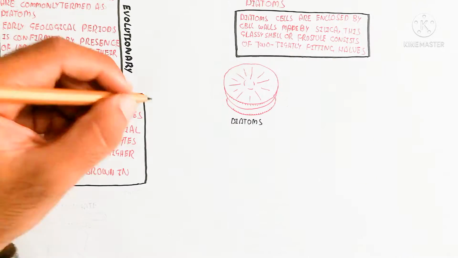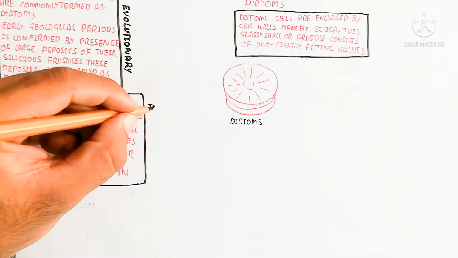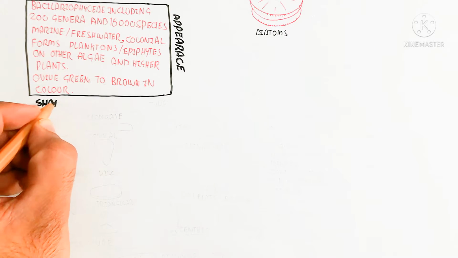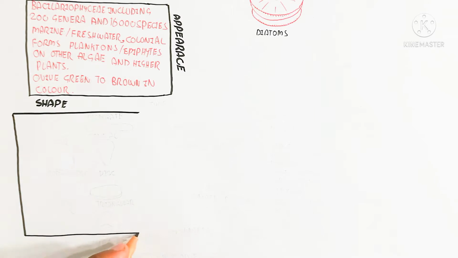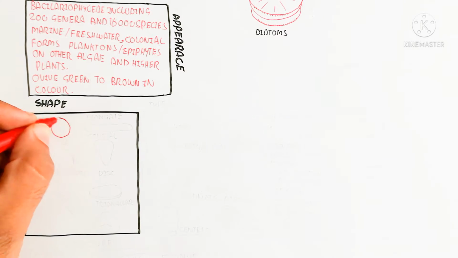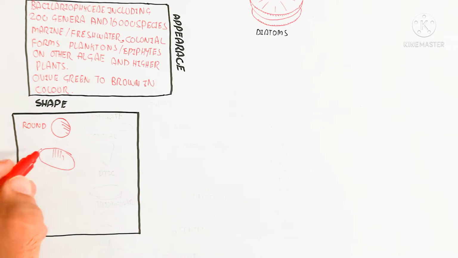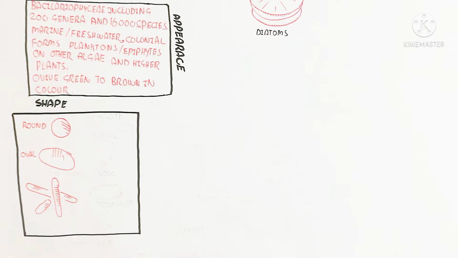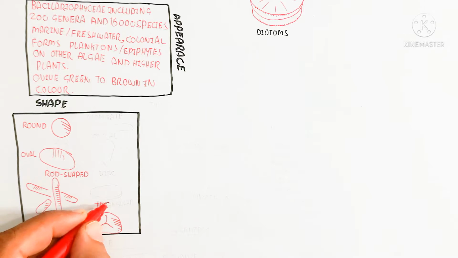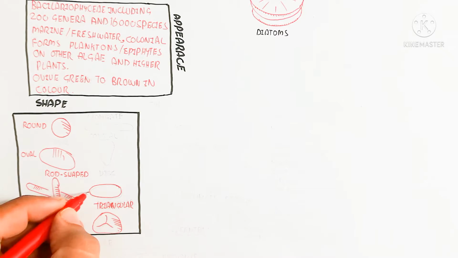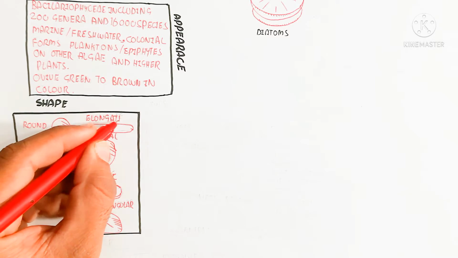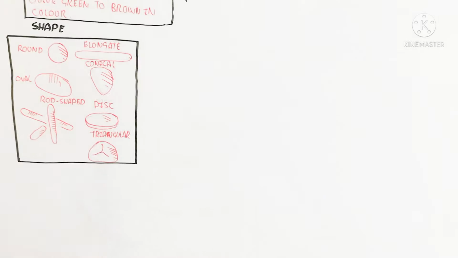The shape can be round, elongate, conical, oval, rod-shaped, and disc, as shown in the figure I am drawing here. Round is a ball-like structure, and oval is an egg-like structure, while rod is rod-shaped, elongate is elongated, conical is cone-like, and disc is a disc-like structure. Triangular is also possible, meaning a triangle shape will arise.